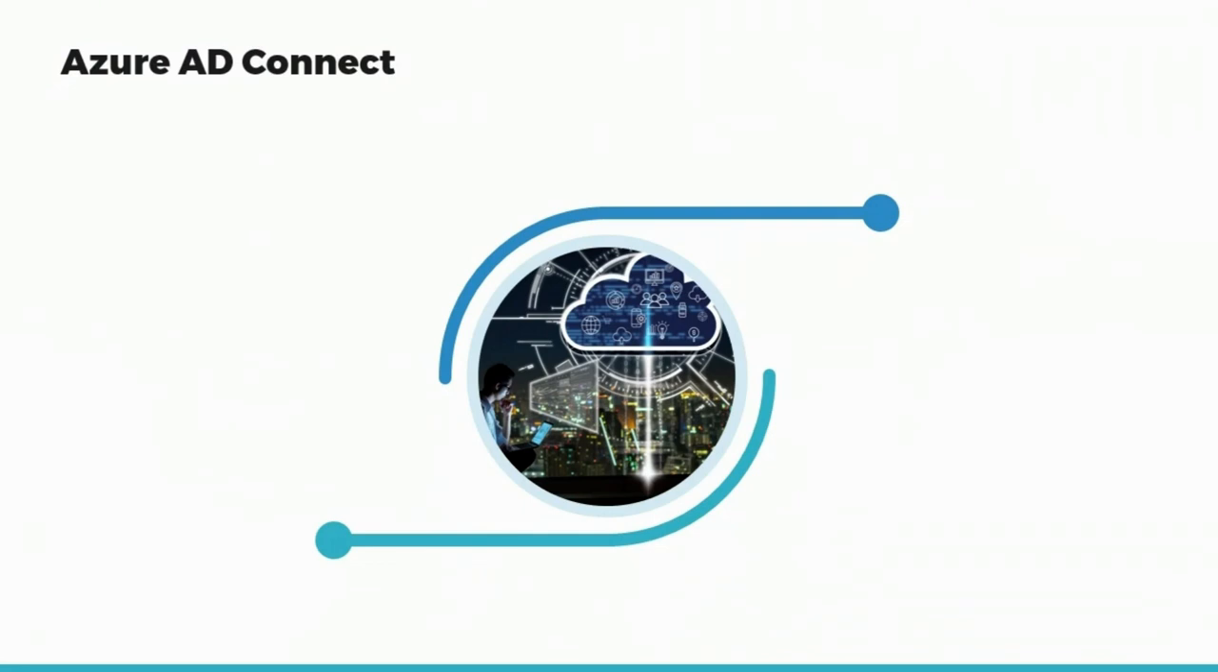Azure AD Connect is a feature of Azure AD that allows you to link your on-premises Active Directory domain to your Azure AD tenant. Now remember, you could have multiple Azure AD tenants, and so you'd have to determine which one of those that you want to link to your on-premises Active Directory domain.